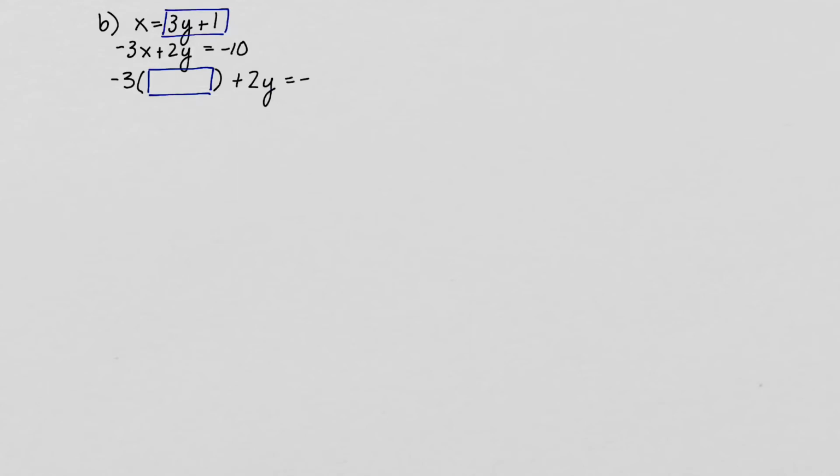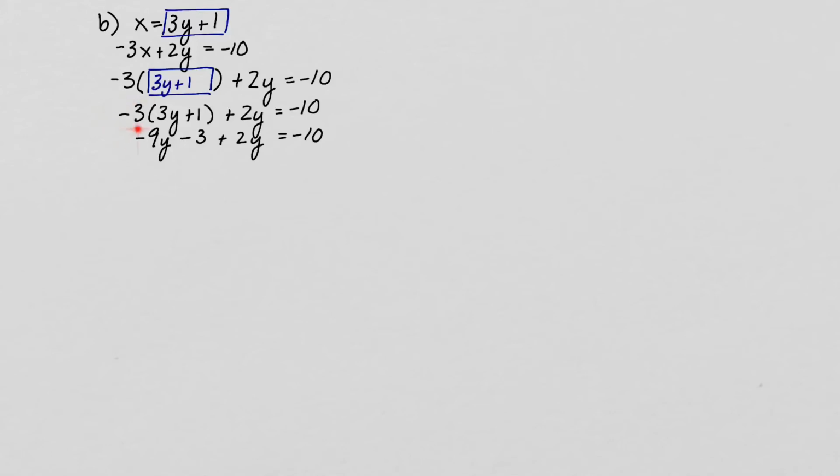Plus 2y equals negative 10. And then all that stuff in the box was the 3y plus 1. So I've taken this x equals the 3y plus 1, and I've replaced it in that new second equation. Instead of writing this x here, I've written all of this stuff, the 3y plus 1. So now I've got negative 3 times the quantity 3y plus 1 plus 2y equals negative 10. So negative 9y minus 3 plus 2y equals negative 10.